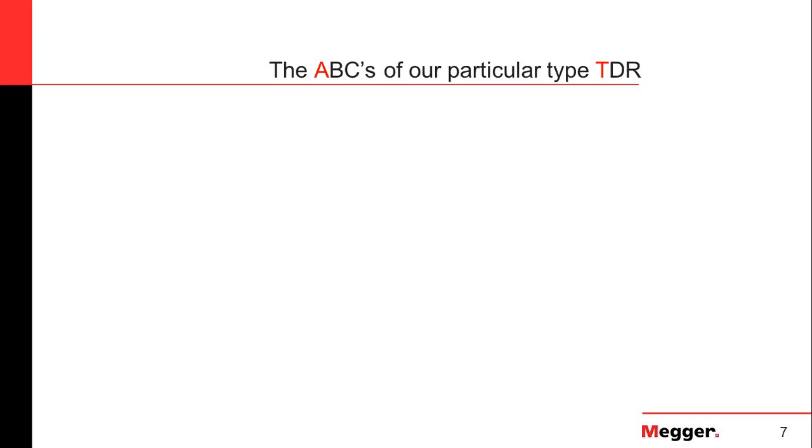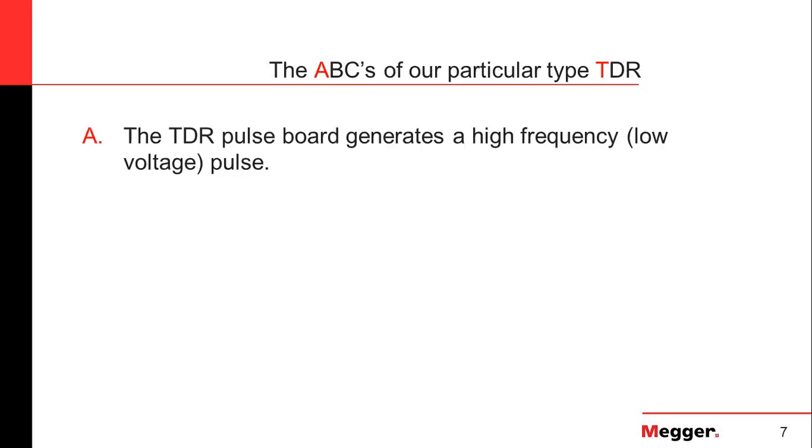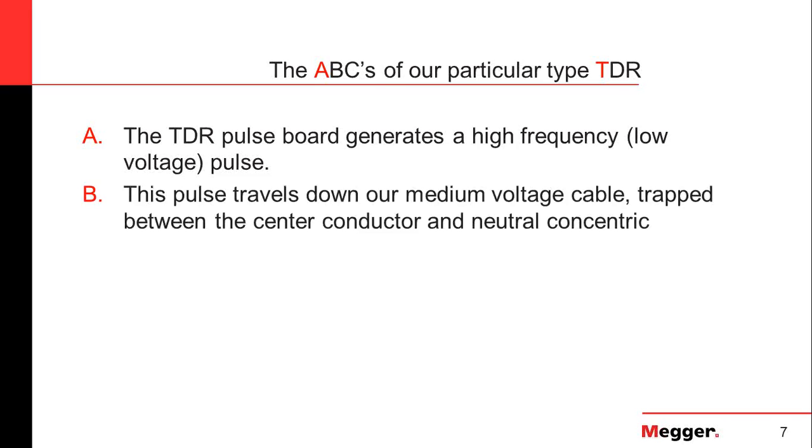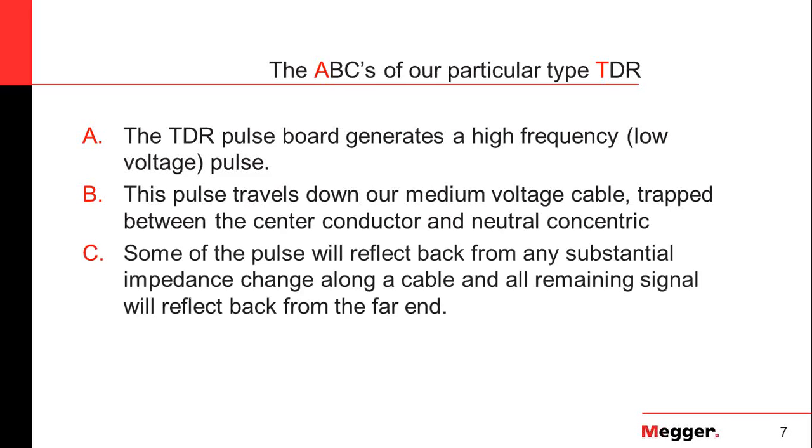The ABCs of our particular type of TDR: the TDR pulse board generates a high frequency, low voltage pulse. Typically these pulses are in the 20, 25, 30 volt range. This pulse then will travel down our medium voltage cable. As stated before, it's trapped between the center conductor and neutral concentric.